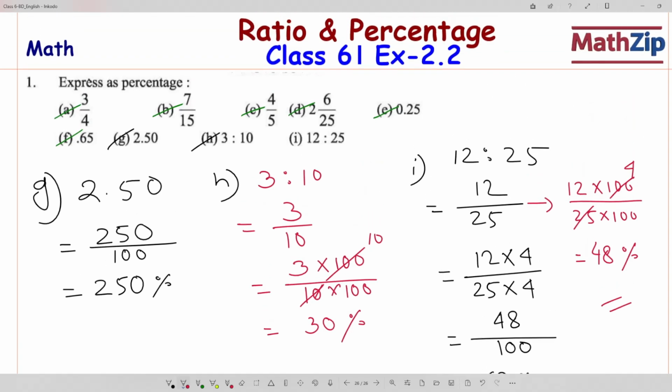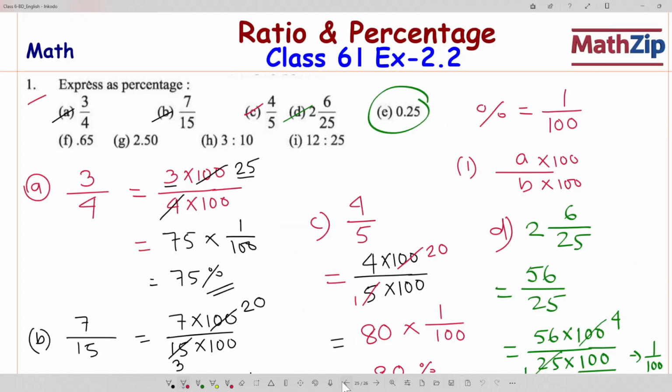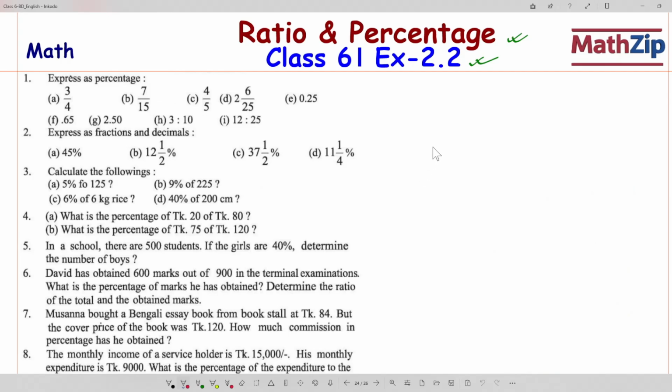In this video I am trying to solve lots of maths, 1, 2, 3, 4, 5, 6, 7, 8, 9 problems. So it's good practice to express as percentage. So next video we will discuss expressing as fractions and decimals, right? So it's a very important thing. Next video we will do more things like calculate the following. Here is also 5% of 125, 9% of 225. So we will go deep but step by step.